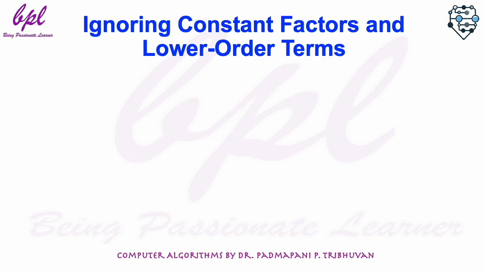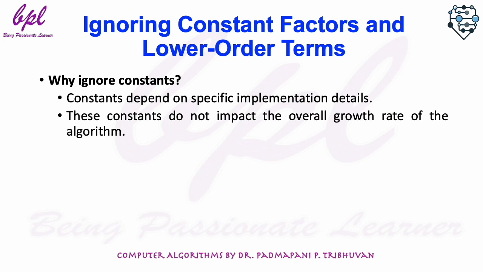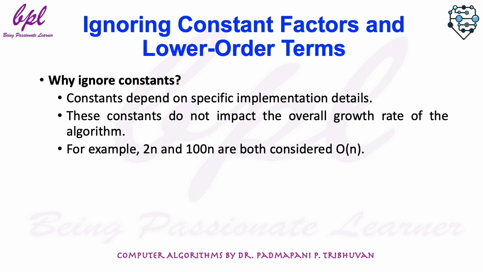Another key aspect of asymptotic notation is ignoring constant factors and lower order terms. Why ignore constants? Constants depend on specific implementation details such as the speed of the processor and how efficiently a particular operation is executed. However, these constants do not impact the overall growth rate of the algorithm. For example, 2n and 100n are both considered O(n) because their growth rate is linear and the constant multiplier becomes irrelevant for large inputs.